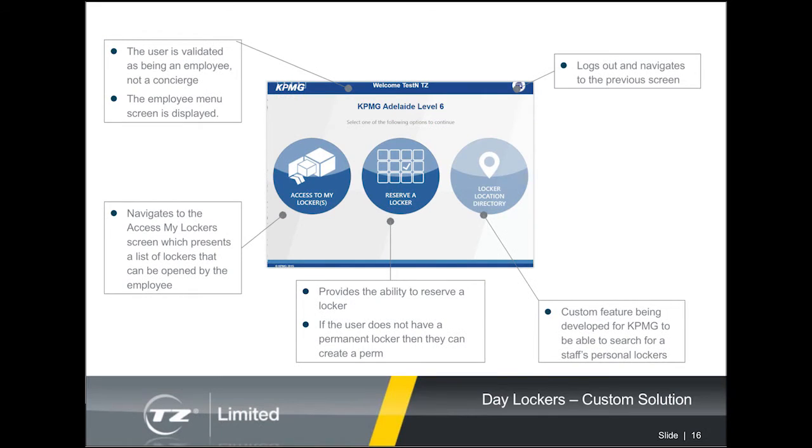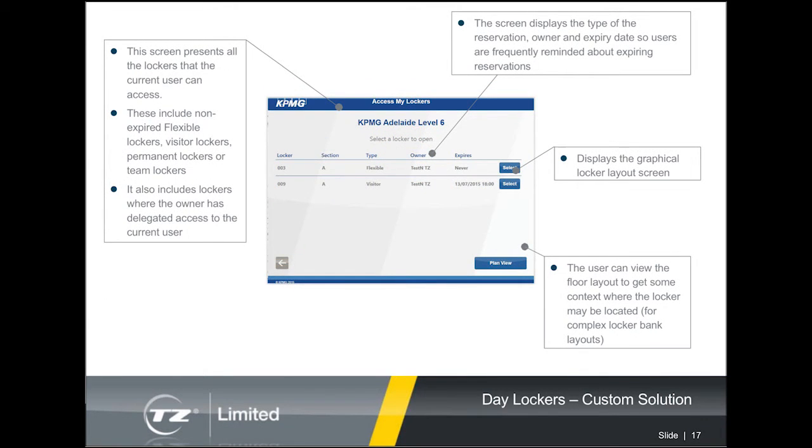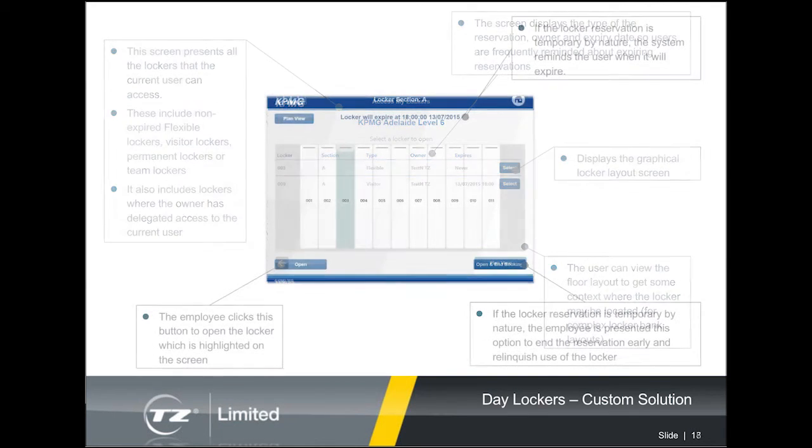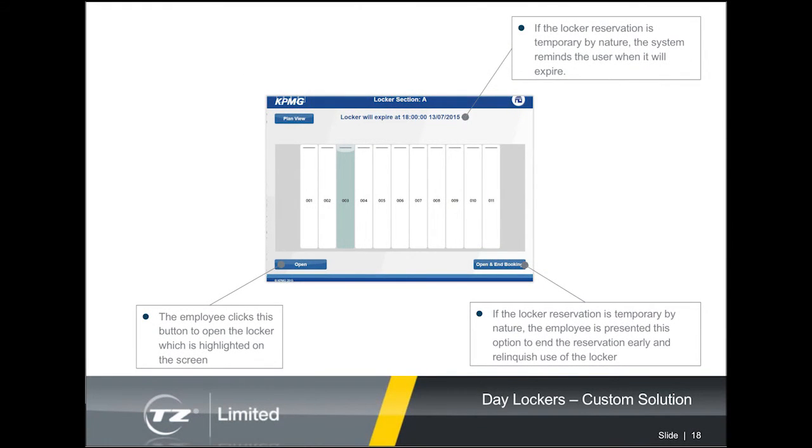3 buttons are displayed. The first button allows the employee to access the lockers that they are allowed to access. The second button provides the ability for them to reserve another locker or move one. This screen presents all the lockers that the user can access. It indicates the type of reservation, the expiry date, and the owner of that locker. The user can select which locker to open. The locker open screen indicates where the locker is located.